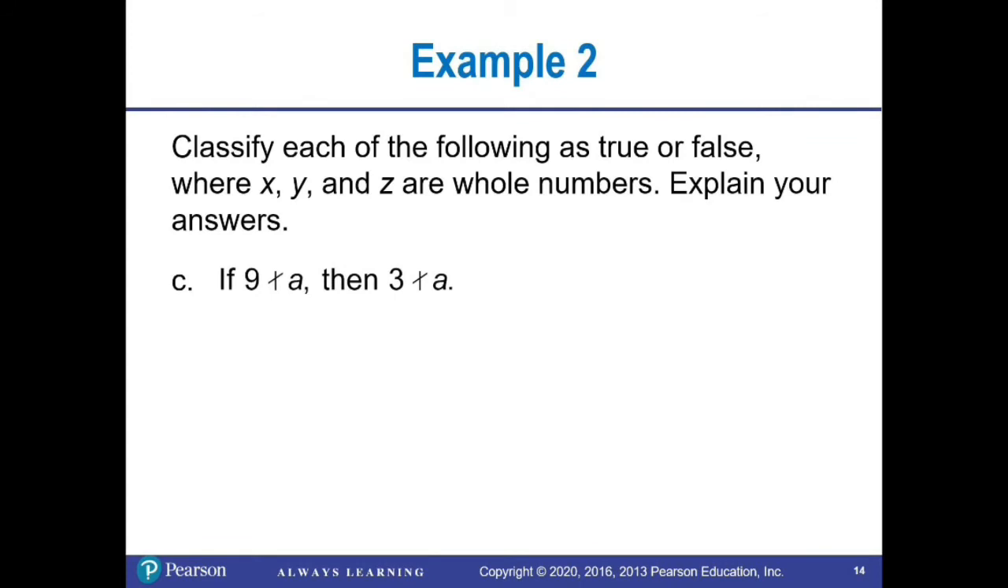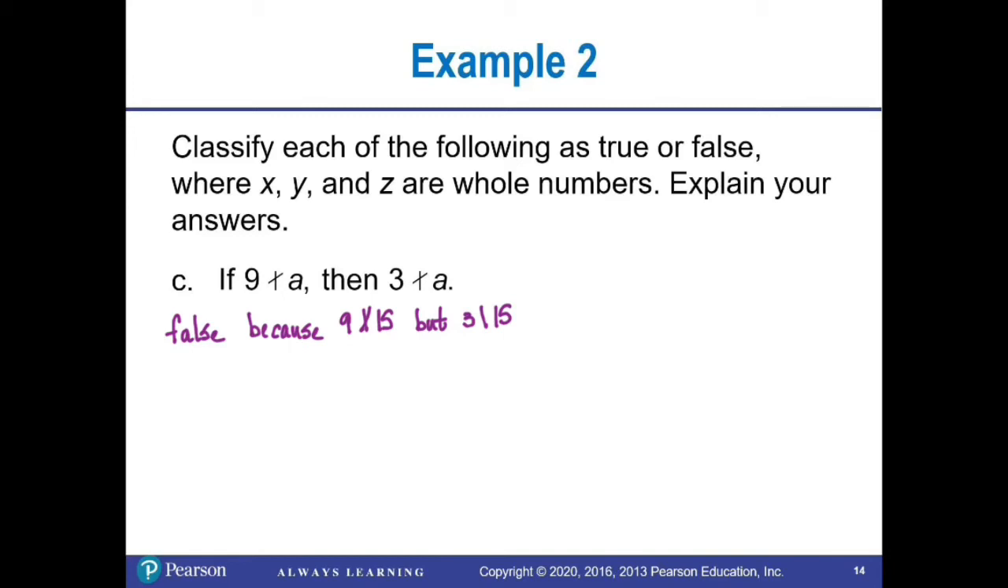Part C. If 9 does not divide A, then 3 does not divide A. This one is also false, and I give what's called a counterexample. So again, let's think about 15. Well, 9 does not divide 15, but 3 does, and so this shows that that statement is false.